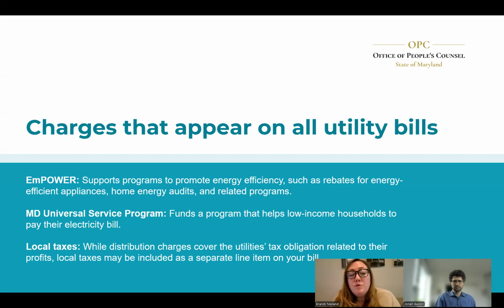Next, we have the Maryland Universal Service Program charge. This supports a program called EUSP, and it's for low-income households to help them pay their electricity bill. This is going to be a flat fee of 32 cents per bill. And then we have our local taxes. So while the distribution charges cover the utilities tax obligation related to profits, local taxes are going to be included on a separate line item.